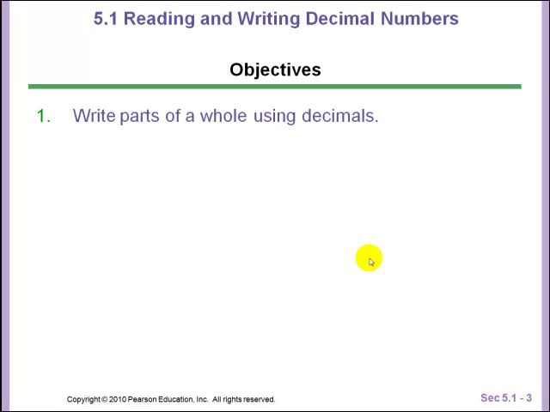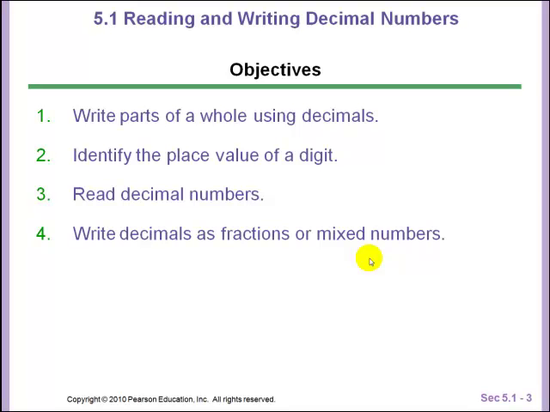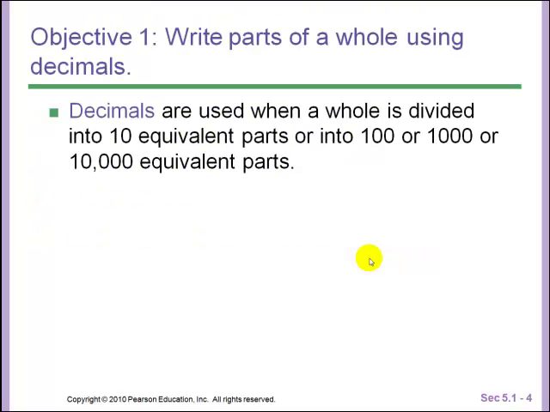Our objectives: 1. To write parts of a whole using decimals. 2. To identify the place value of a digit. 3. To read decimal numbers. And 4. To write decimals as fractions or mixed numbers.